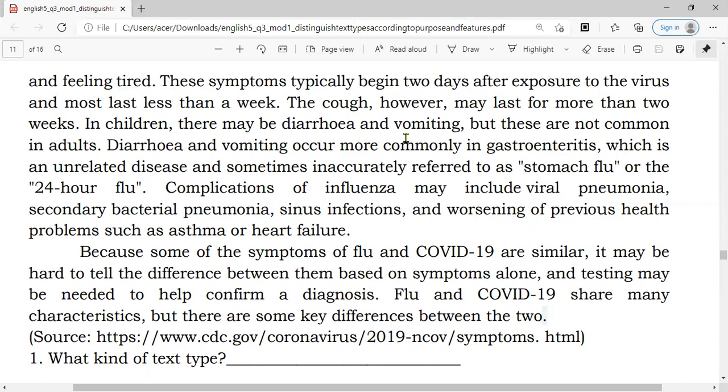Complications of influenza may include viral pneumonia, secondary bacterial pneumonia, sinus infections, and worsening of previous health problems such as asthma or heart failure. Because some of the symptoms of flu and COVID-19 are similar, it may be hard to tell the difference between them based on symptoms alone, and testing may be needed to help confirm a diagnosis. Flu and COVID-19 share many characteristics, but there are some key differences between the two. So what kind of text type is that?